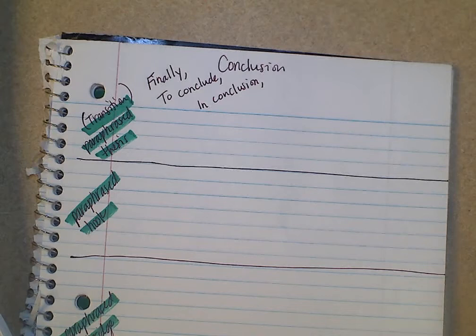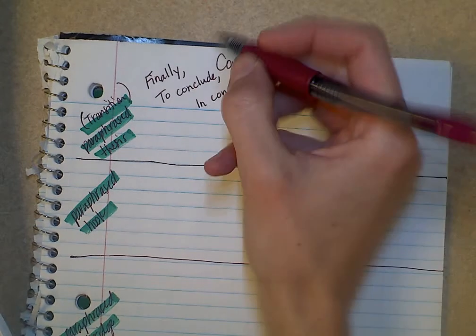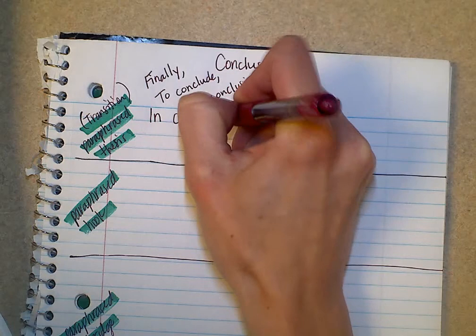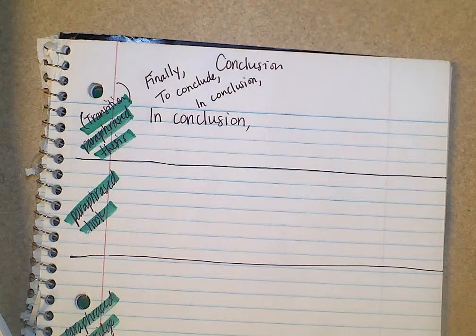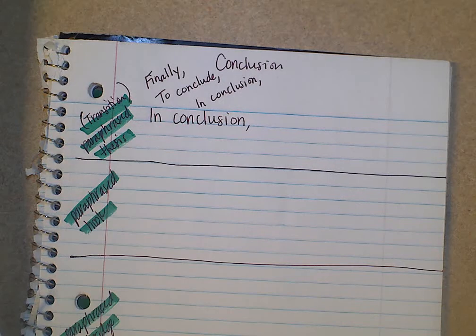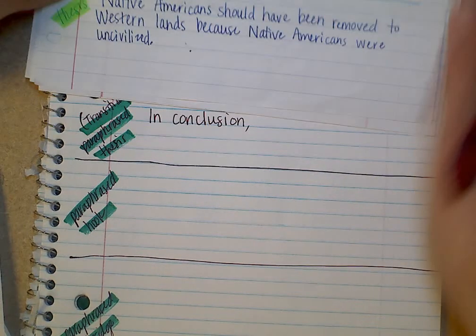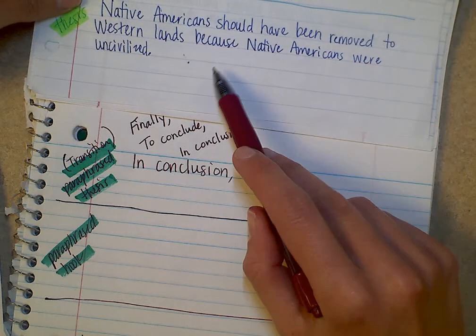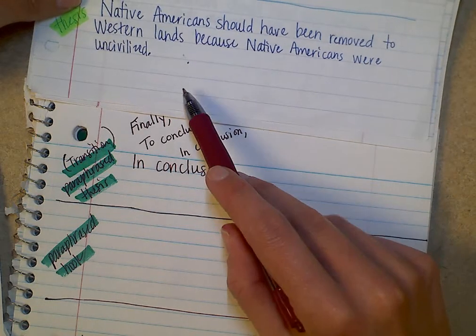In order to paraphrase your thesis, let's go back to our thesis in our introduction paragraph. I will remind you of what mine is. It is, Native Americans should have been removed to Western lands because Native Americans were uncivilized. So I need to reword this with the same idea, but I don't want to be repetitive from my introduction paragraph, my thesis. So I'm going to write that right here.